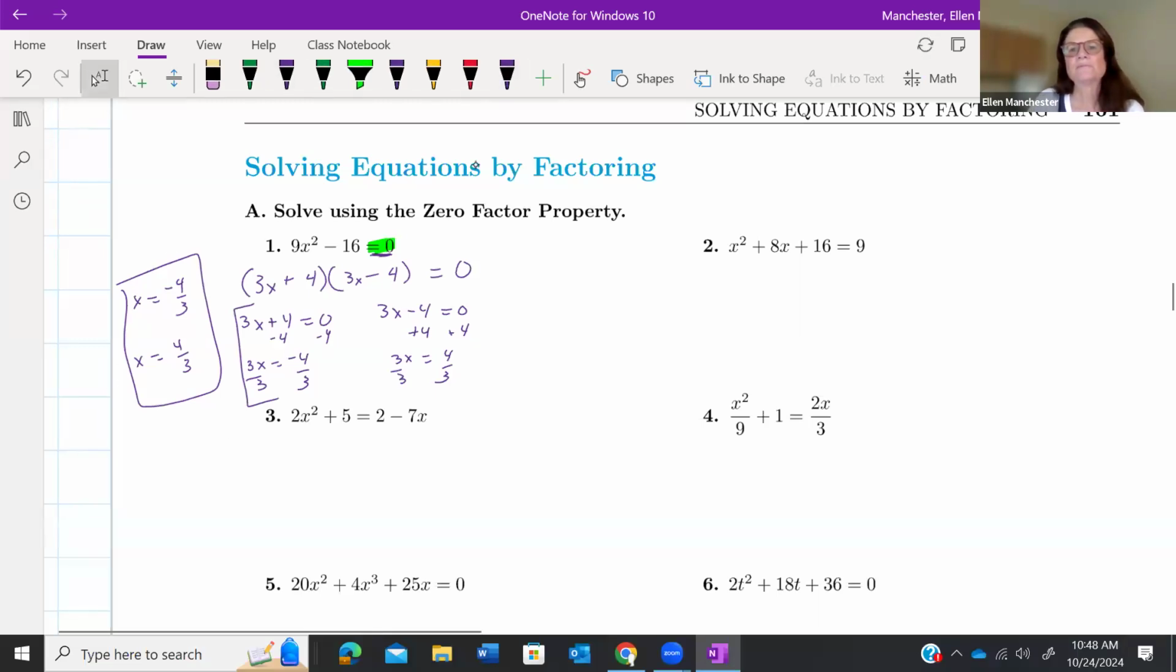All right, number 2. So if you notice, it has to equal 0 for this to work. Okay, so we are going to move this 9 over so that we have a trinomial that equals 0.